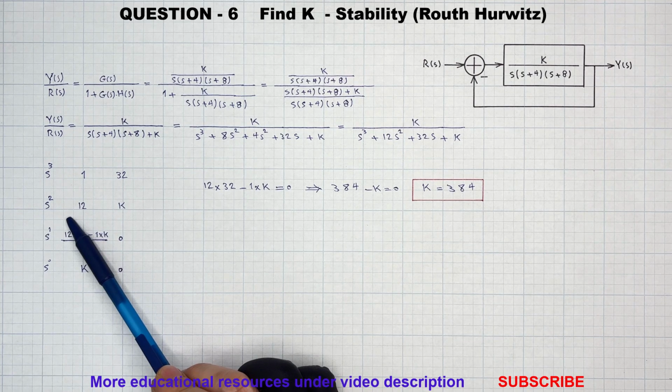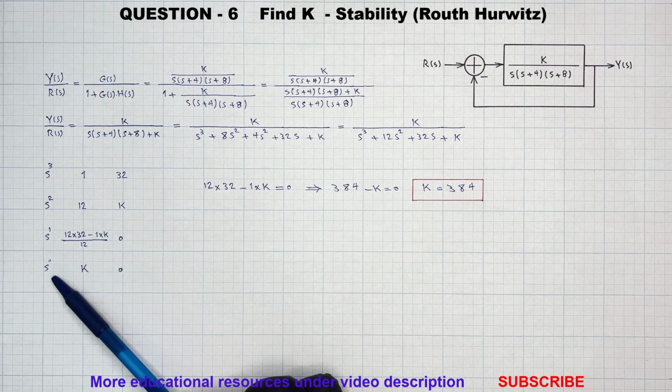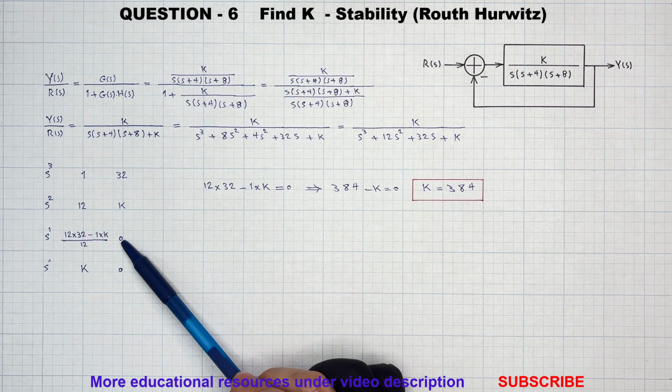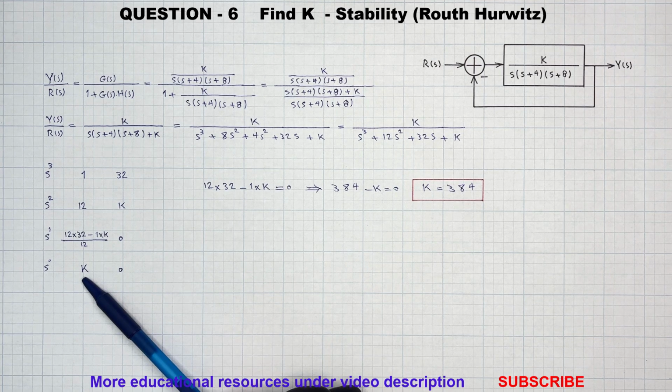The second row contains coefficients of s to the power of 2 and s to the power of 0, which are 12 and k. The third row, s to the power of 1, is calculated as (12 times 32 minus 1 times k) divided by 12. And for the fourth row, s to the power of 0, since we have a 0 in the third row, we just bring the coefficient k from the second row down to the fourth row.